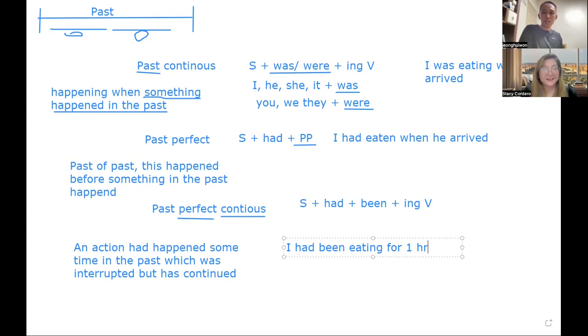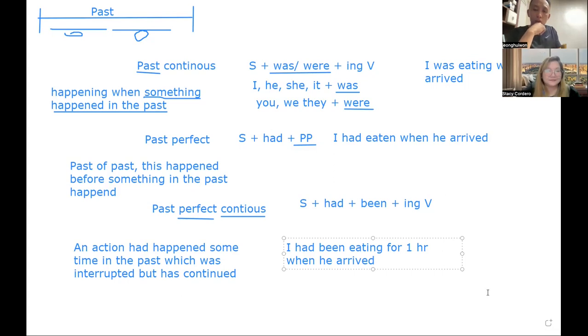For 1 hour. Yes. Great. When? When he arrived. Very good. So see, it's just exactly the same with the present perfect continuous, but it was just put in the past, right? Can you please explain that to me?